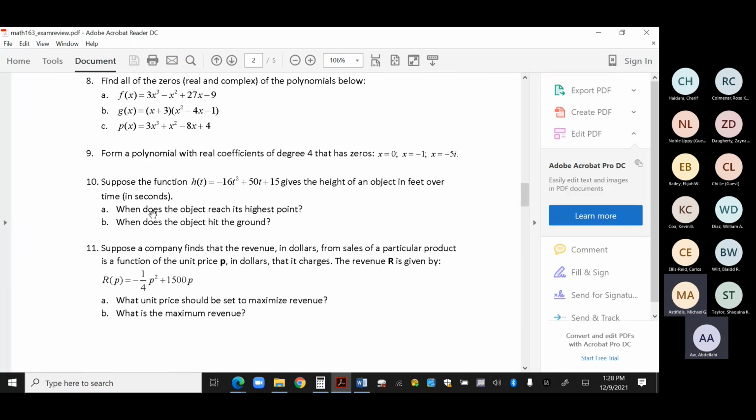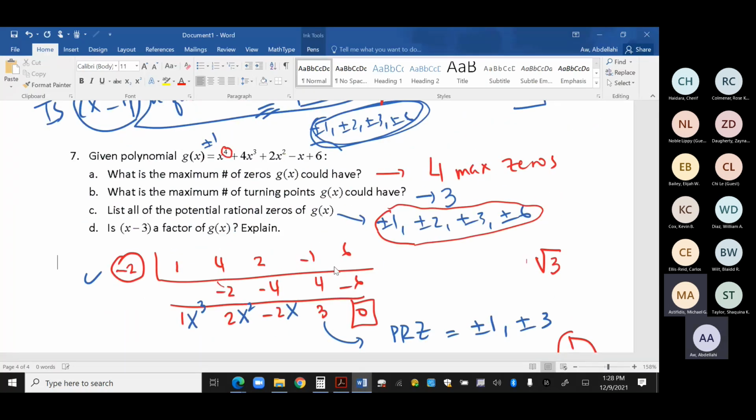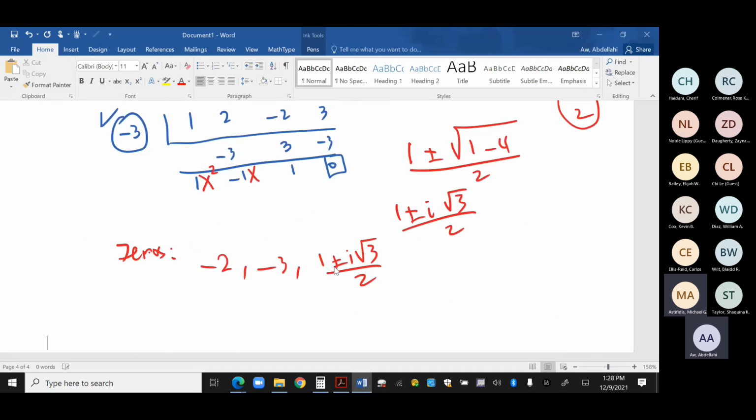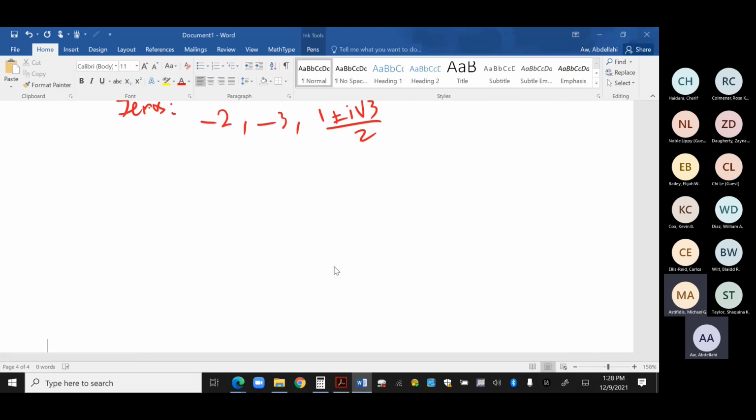Okay, so look, this one right here. Suppose the function h of t equals this, gives the height of an object in feet over time, in seconds. When does the object reach the highest point? When I see this question, and this is a quadratic function, right? When I see the question, when is it going to reach the highest point in the quadratic, in a parabola, right?